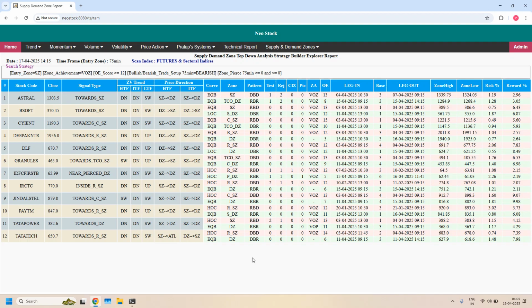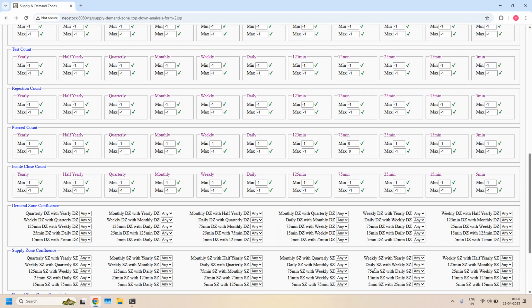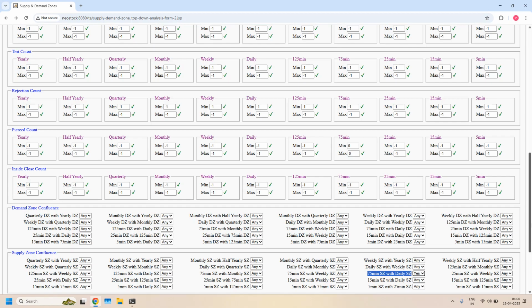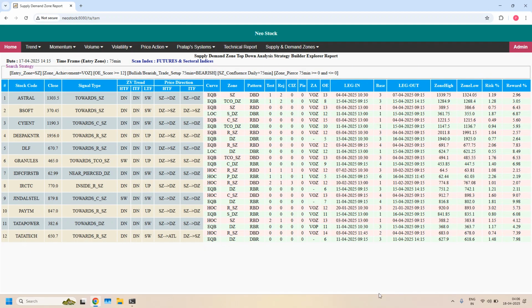Okay, out of these 12 75 minute supply zones, how many have a higher probability of success? That we will filter based on the supply zone confluence, that is ITF and LTF supply zone confluence. That is 75 minutes and daily supply zone confluence. So this is the filter. I am enabling the filter. 75 minutes supply zone confluence with daily supply zone. With this filter, out of 12 stocks, we got all 12 stocks.